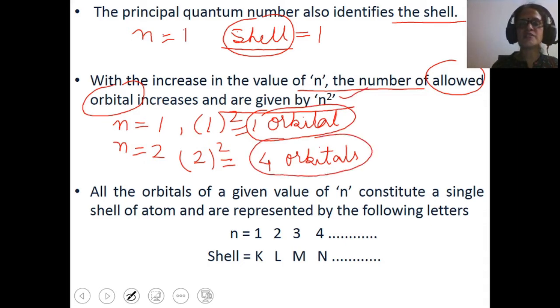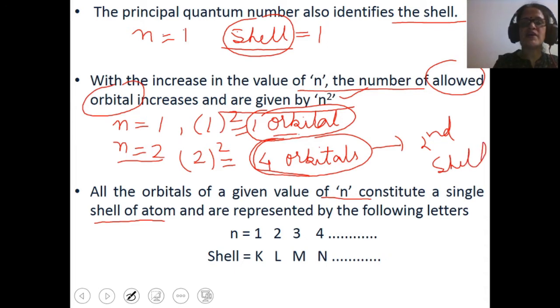Then all the orbitals of a given value of n constitute a single shell of an atom. I mean to say that the 4 orbitals which have the value n is equal to 2, they constitute the second shell. Similarly, the one orbital with the value of n is equal to 1 constitutes the first shell. Then all the 9 orbitals with value n is equal to 3 constitute the third shell. So, the same point I was discussing, all the orbitals of a given value of n constitute a single shell of an atom, and they are represented by the following letters.